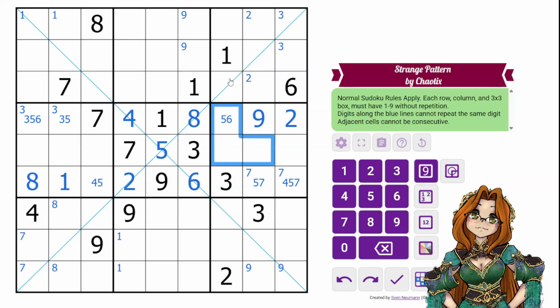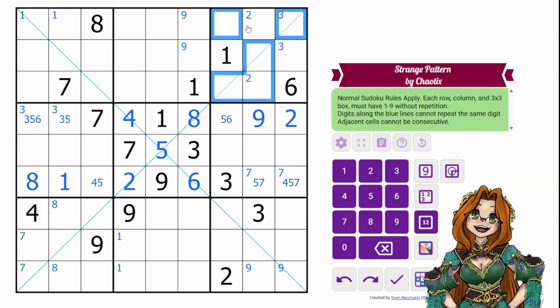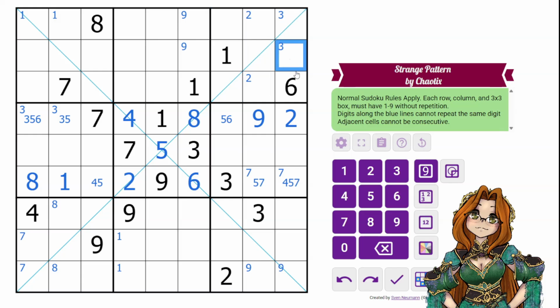Let's see. Eight can't go on the diagonal, and it can't go here. And it can't go here by Sudoku. So we have 8 here, which pushes the 3 here. The 3, let's type that correctly. 3 in the corner. And the 3 can't be next to the 2 because they're consecutive, which pushes the 2 all the way down there.